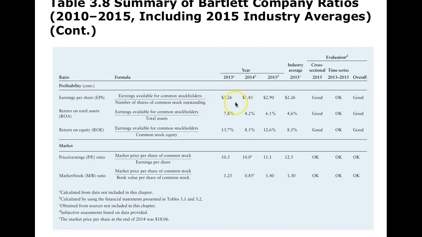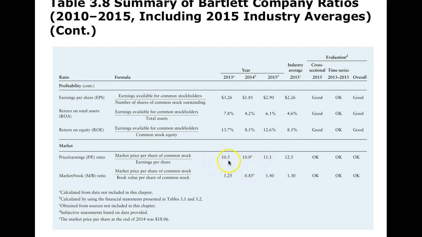If we look at earnings per share, we see that those, like the profits, have gone down and back up, but we're beating the industry. Return on assets has gone down and back up. Again, same story, beating the industry. And return on equity has gone down and back up, but we are beating the industry. So similar story, all three places there.